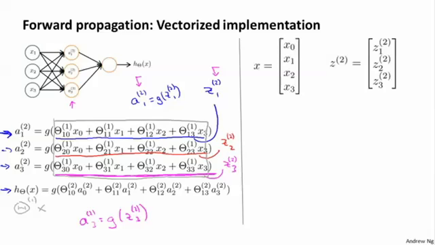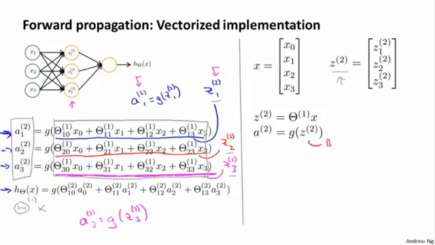Concretely, let's define the feature vector x as usual to be the vector of x0, x1, x2, x3, where x0 as usual is always equal to 1. And let's define z2 to be the vector of these z values, z2_1, z2_2, z2_3. Notice that z2 is a 3-dimensional vector. We can now vectorize the computation of a2_1, a2_2, a2_3 in 2 steps. We can compute z2 as theta1 times x, and that would give us this vector z2.